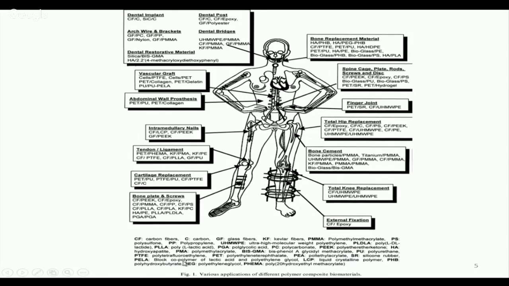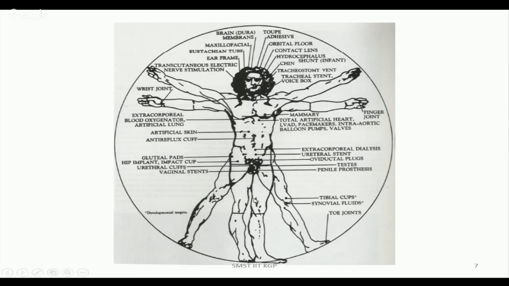PELA, a block copolymer of lactic acid and polyethylene glycol, liquid crystalline polymers, polyhydroxybutyrate, polyethylene glycol, polyhydroxyethyl methacrylate. This is used for hydrogel lenses, okay, and also transdermal drug delivery systems. So as you see here, this is the application of silicone rubber. Different applications of silicone rubbers.